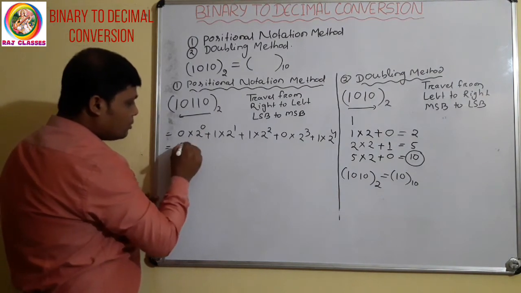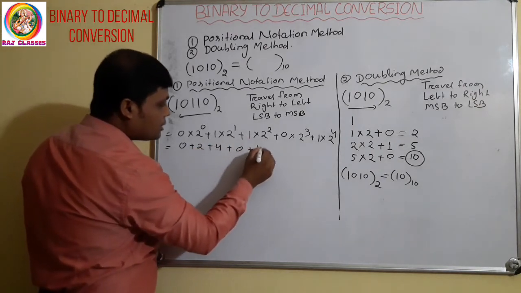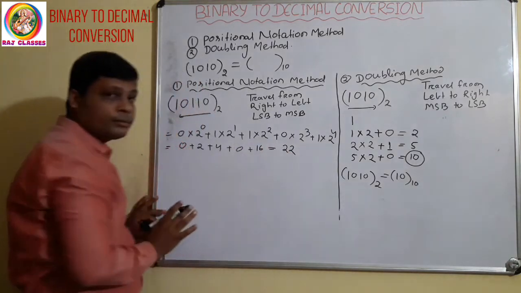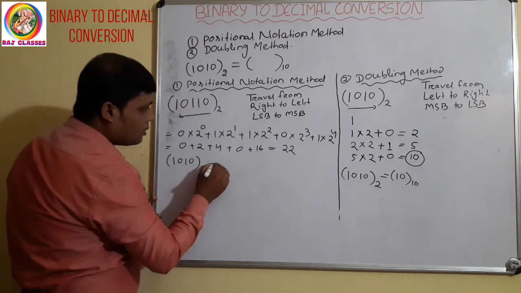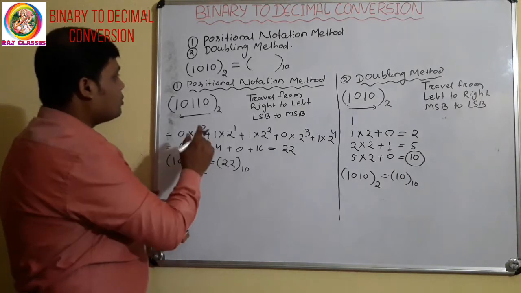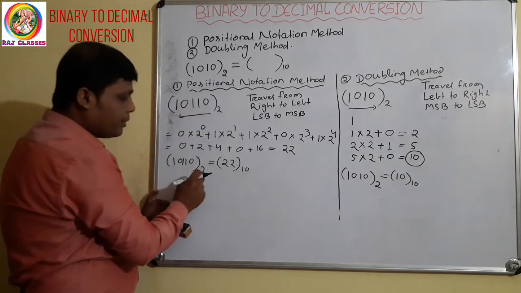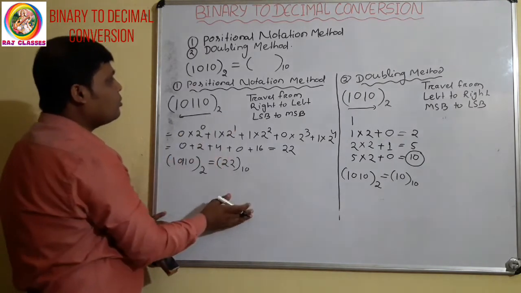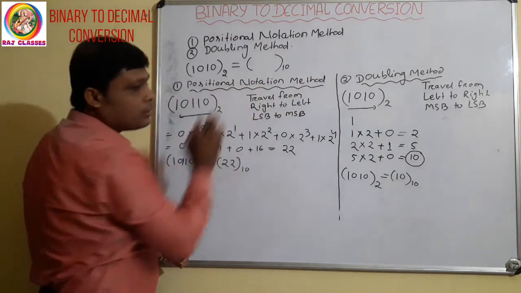This will be 0, because 0 into something is 0, plus this is 2, this is 4, this is 0, this is 16. Clear? This will be equal to 22. Got it? So 10110 base 2 is equal to 22 base 10. This is how you will find binary to decimal in the positional notation method.